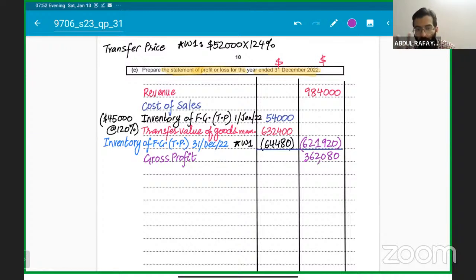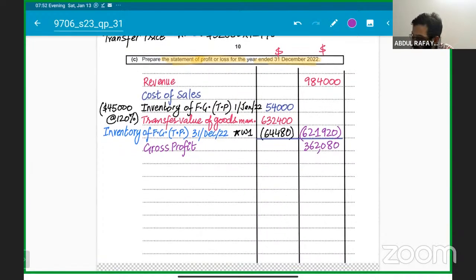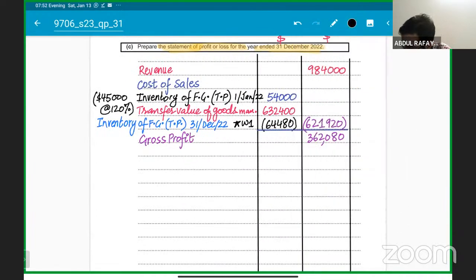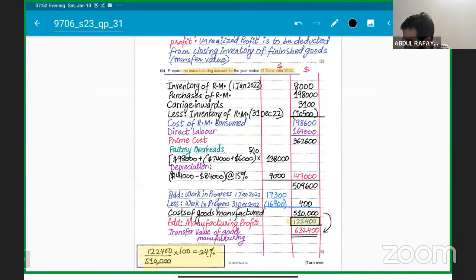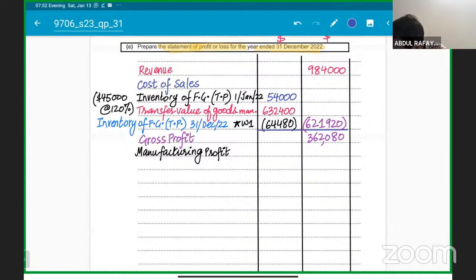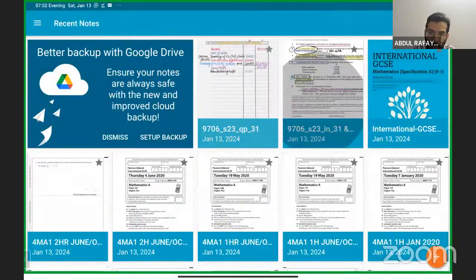Now follow very carefully, the format is a bit different. We take the finished goods at transfer price. After the gross profit is done, you will add back the manufacturing profit as well. So understand very carefully: when the gross profit is done, we will have to add the manufacturing profit to it. How much was the manufacturing profit? It was 122,400. Students, 122,400 is the manufacturing profit. Everyone getting it?